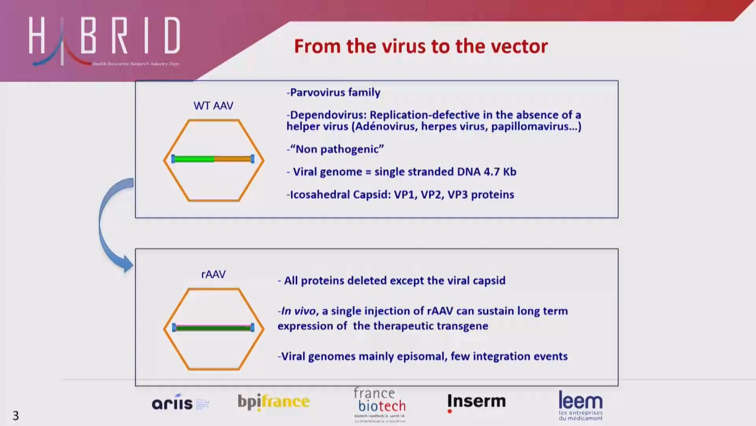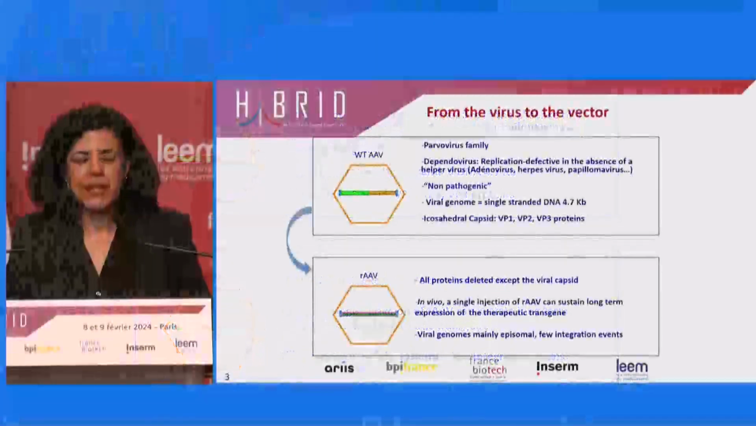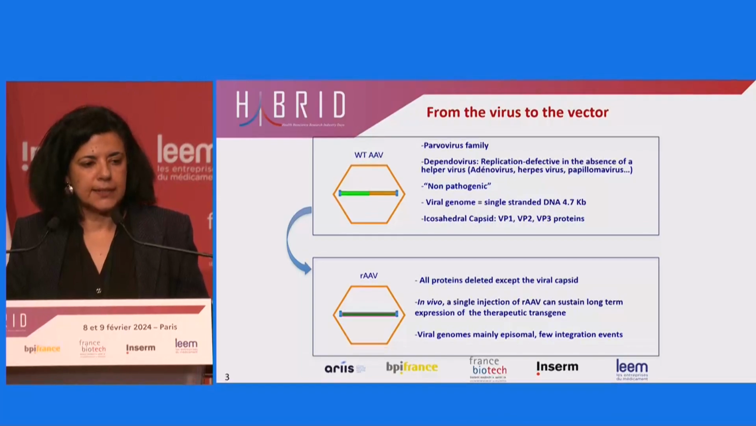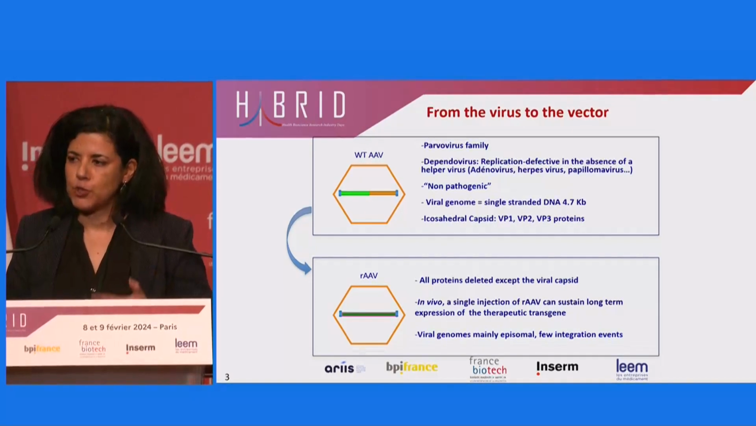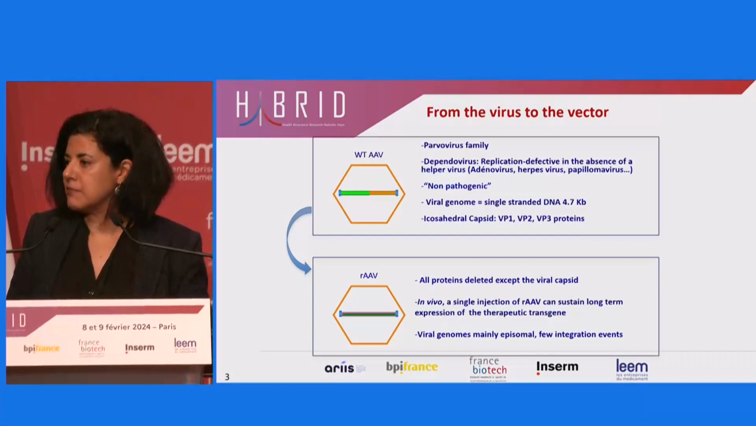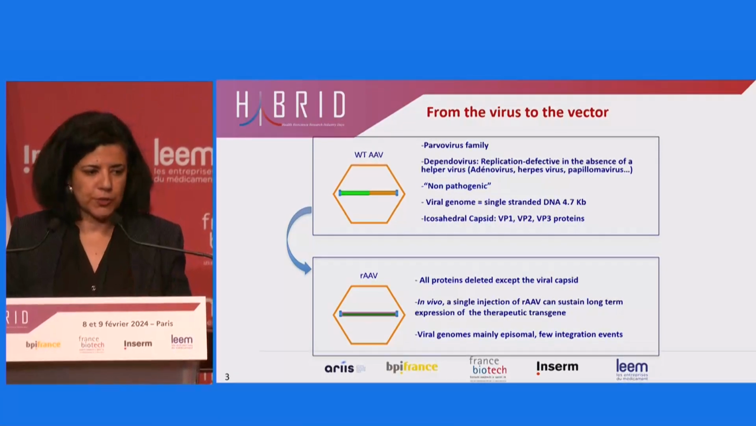So what are these AAV vectors? They are derived from the parvovirus family, and they have a number of advantages for transforming them into viral vectors for gene transfer. They are derived from viruses that are non-pathogenic or not associated with pathologies, and they are a dependovirus, which means that they are defective in replication alone and need a helper virus. This is a very important safety feature for gene therapy.